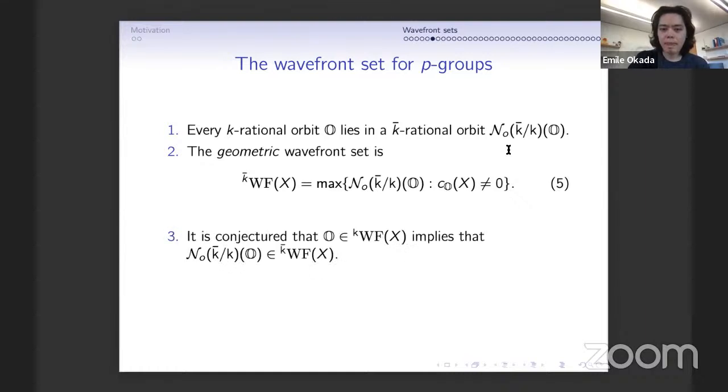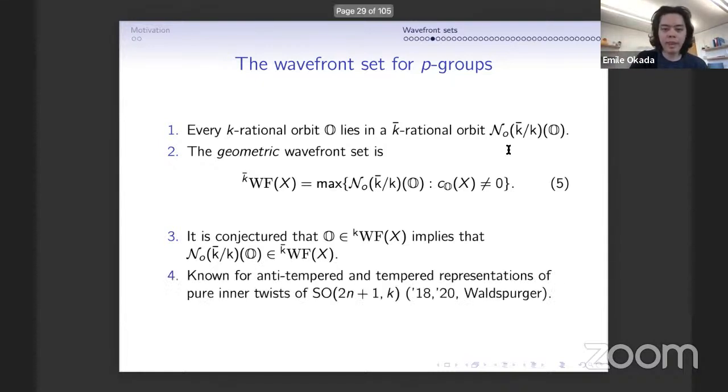And the reason why this is a very reasonable invariant to consider is it's conjectured that all of the p-adic wavefront set nilpotents lie in the geometric wavefront set. So it's conjectured, first of all, that the geometric wavefront set is a single nilpotent orbit, and all the p-adic ones lie inside of it. And this is a theorem in the real case. They all lie in a complex orbit. And this is much more manageable to compute.